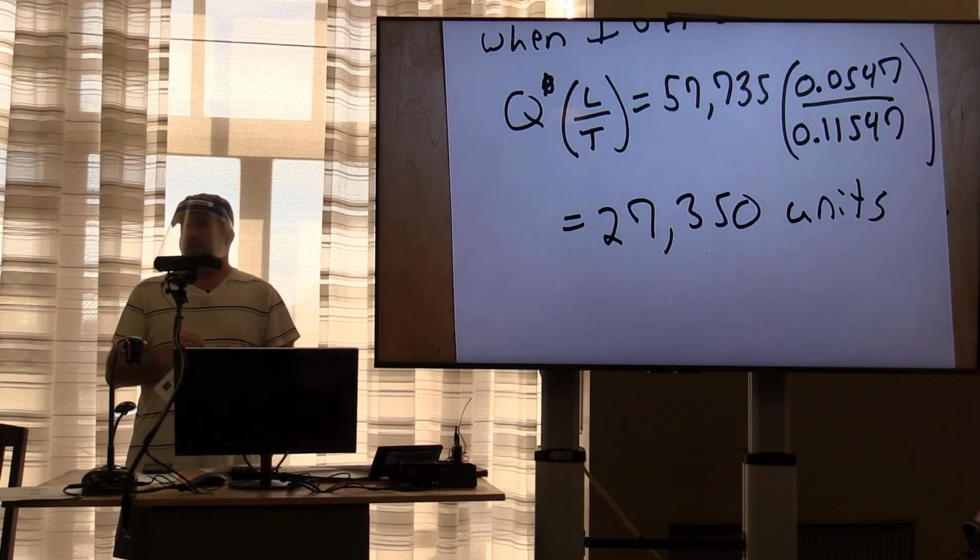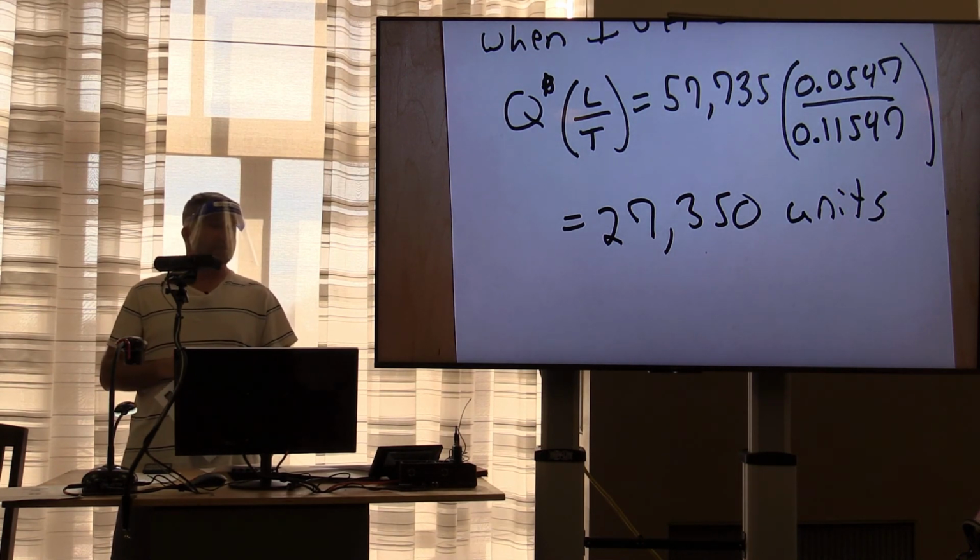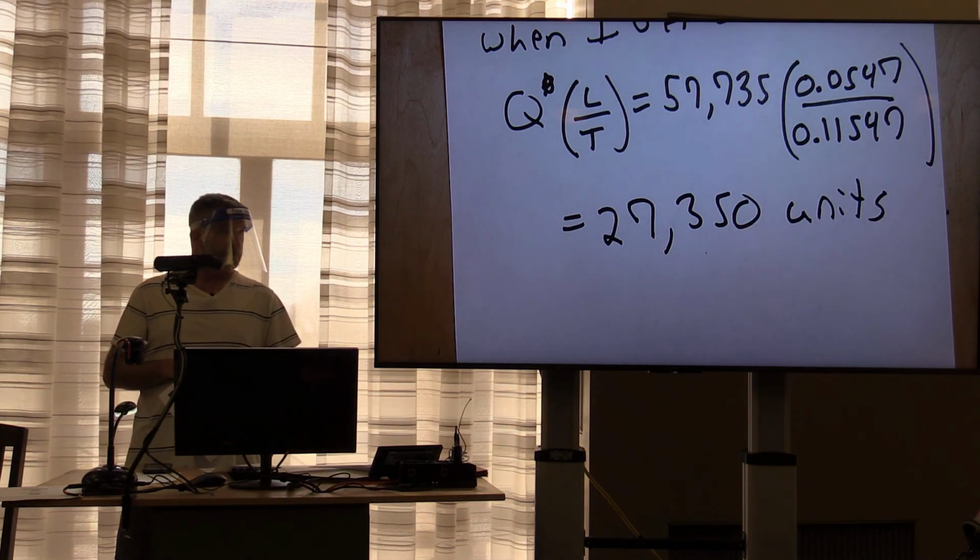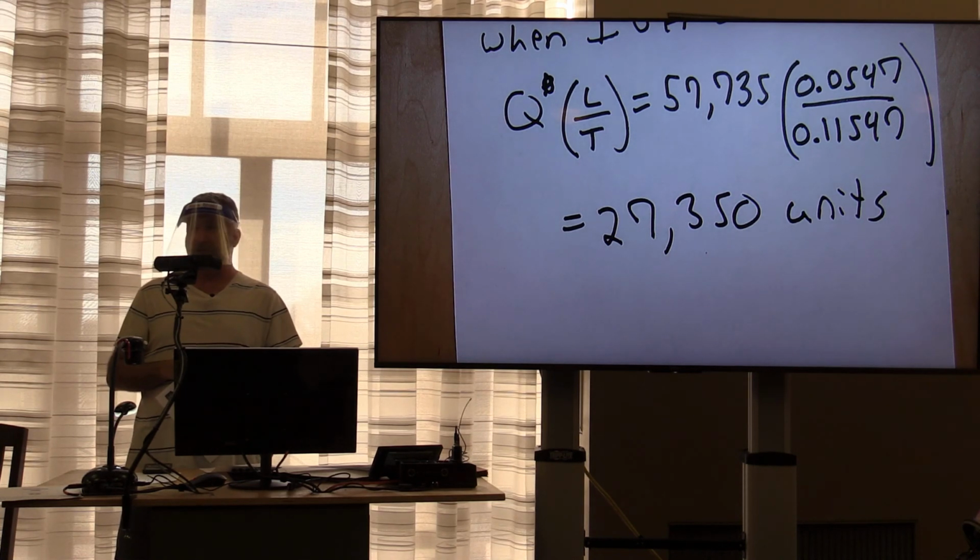Any questions? Steve, you think we should stop here, or you want to just jump into the other model? You want to stop here? Okay. Everybody okay with that? All right, let's stop here.